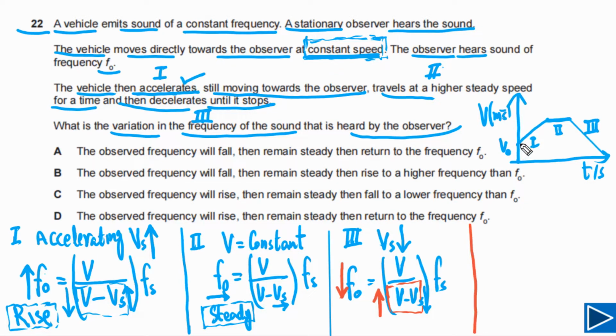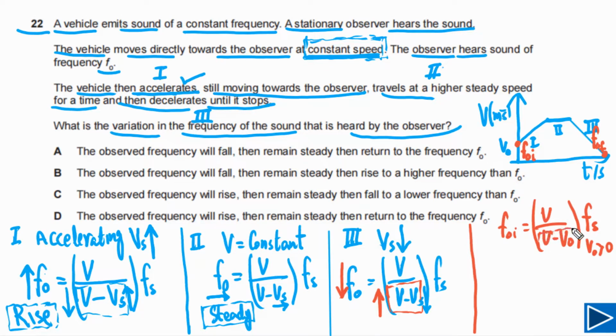Now let's try to compare the frequency observed when the source is moving at speed v0 and the frequency observed when the source is at rest. We will say the frequency observed when the source is moving at speed v0 is f0i, and the frequency observed when the source is at rest we will say is the final observed frequency. Now if you look at the initial observed frequency, f0i is equal to v over v − v0, where v0 is the speed of the source, and this is multiplied with the frequency of the source. In this case, v0 is greater than 0.